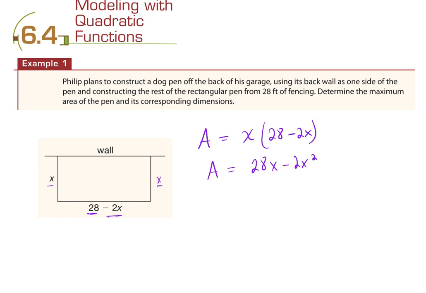All right, this is a quadratic. We have an x squared, all right? And so I am going to put this so it actually looks like a quadratic. And you can see that I have negative 2x squared plus 28x. Well, if they are asking for the maximum area here, then I am going to have to figure out what the vertex of this is. This is a quadratic. The maximum should happen at the vertex.